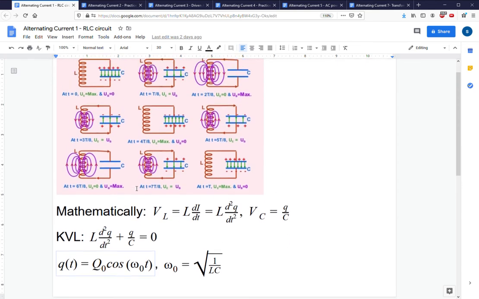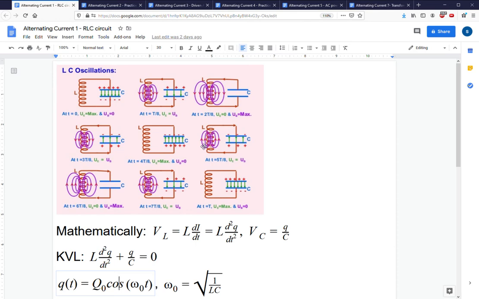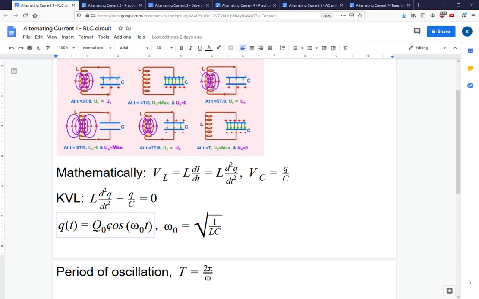If we were talking about, say, the current through the inductor, then I naught would be the current through the inductor while the inductor was at maximum current. In any case, this should represent the maximum of whatever value you're looking at.